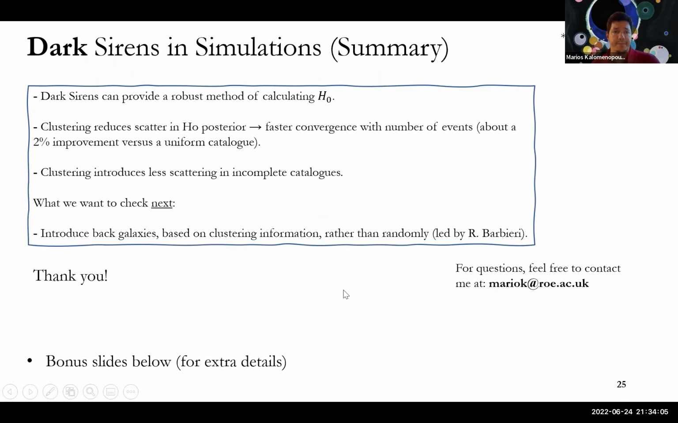So to sum up, in our case, we have shown that Dark Sirens can provide a robust method for calculating the Hubble parameter. We showed and tried to quantify the power of the clustering technique, and we found that the convergence is faster compared to the uniform case, resulting in an improvement of about 2%. And the clustering introduces less scattering and better convergence in complete catalogues.